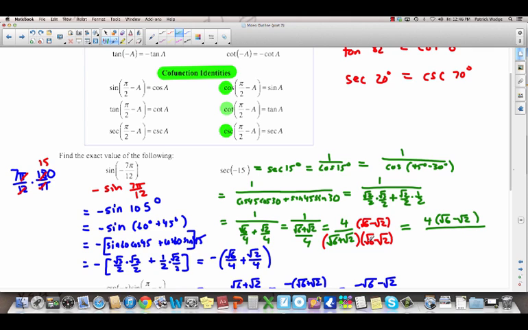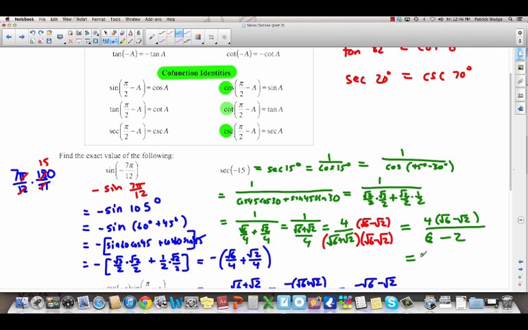On the bottom, root 6 times root 6 is 6. The next two terms will cancel out, right? Root 6 times negative root 2 is a negative root 12. Positive root 2 times positive root 6 is a positive root 12. Those cancel out. And root 2 times negative root 2 is negative 2.